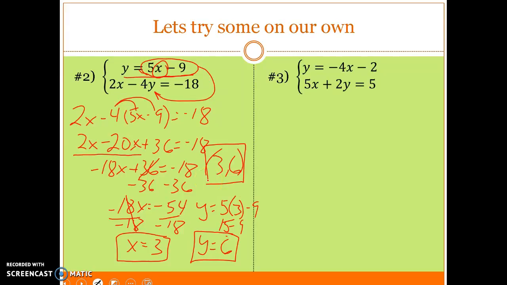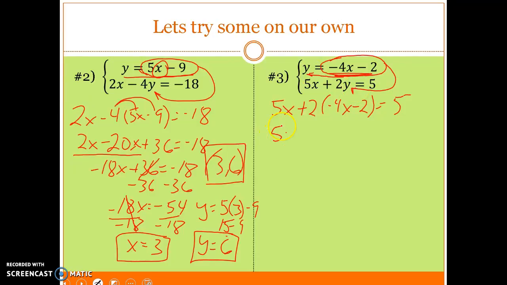Let's take a look at number 3. Same thing. I have that y is equal to negative 4x minus 2. So I'm going to rewrite the second equation, which is 5x plus 2y. But instead of putting y there, I'm going to put negative 4x minus 2 equals 5. Because that negative 4x minus 2, that is what y is.